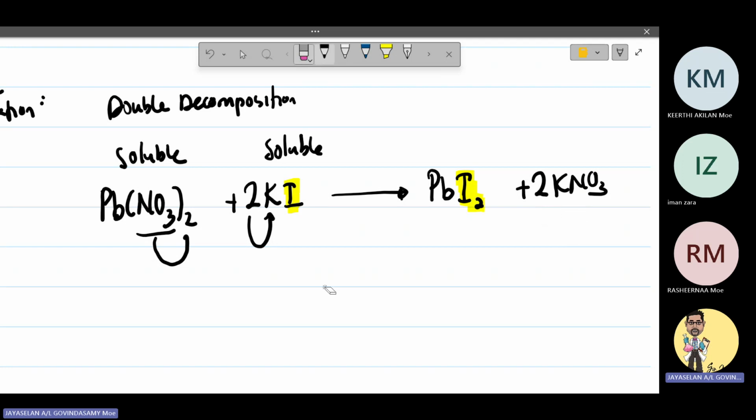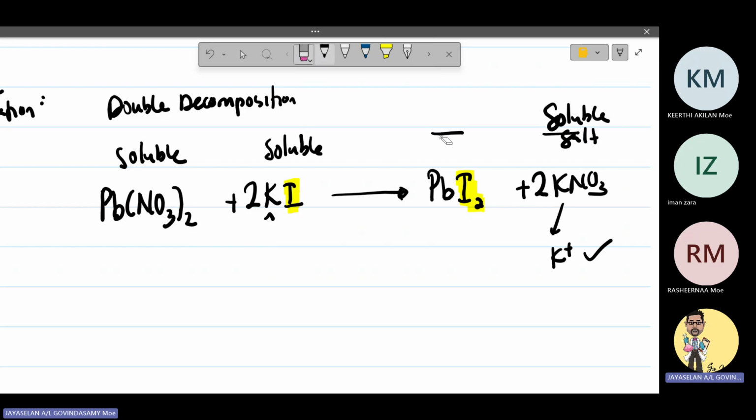Any question? So now my question, which one is the insoluble salt? So it is one of these, maybe this or this. Which one is soluble? You find the soluble. Potassium ion is soluble, so this is soluble salt. This will be your insoluble salt. That's all. Any question? Do you understand?